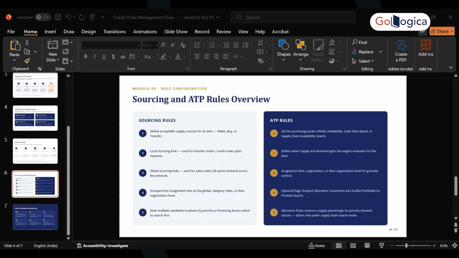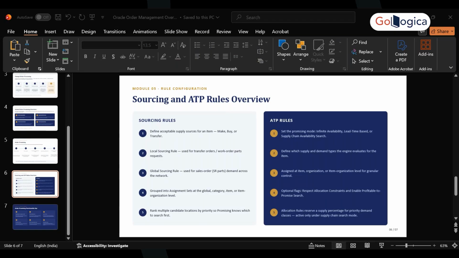Next one is transfer. The item already exists in another warehouse or inventory organization. Oracle transfers the inventory internally instead of purchasing or manufacturing it. This is widely used in organizations having multiple warehouses across different regions, and transfer sourcing helps balance the inventory and reduce the procurement cost.